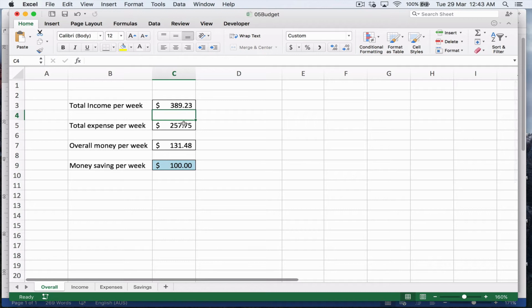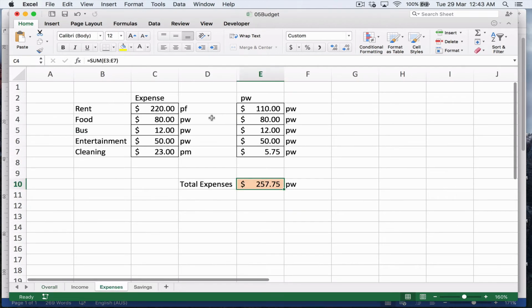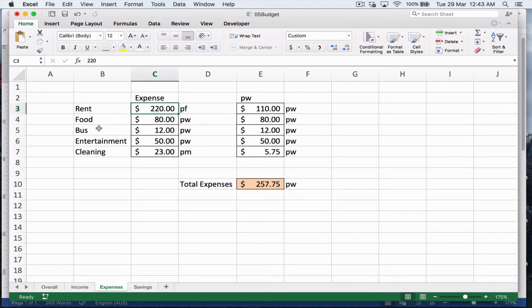Enter. Okay. Expenses, what you're going to have to do is go out and find out what your rent and different expenses are going to be. How much rent do you think you're going to be paying? And are you paying per fortnight, per week, or per month, or whatever? Now, this expense may be different. Some people might be in a share house, and they have to pay $300 per fortnight. Okay.